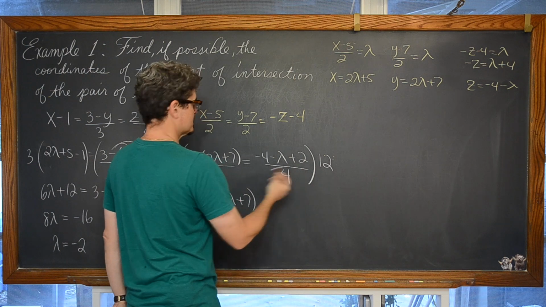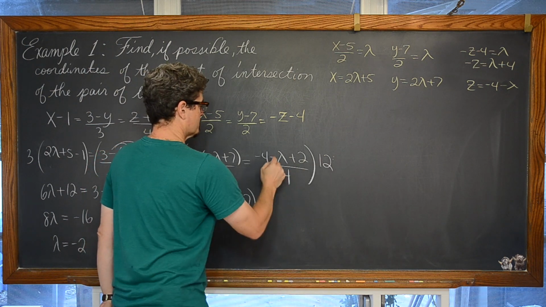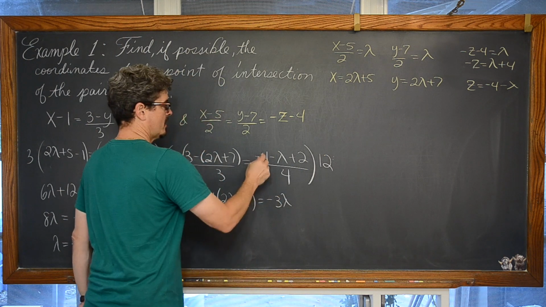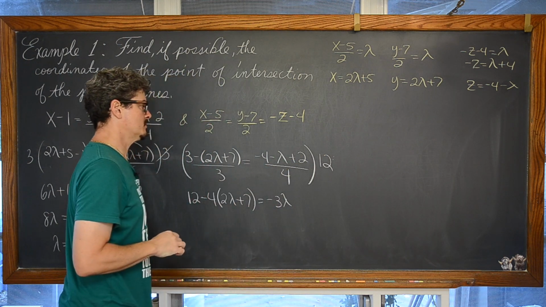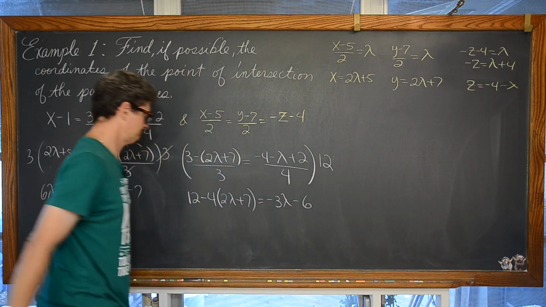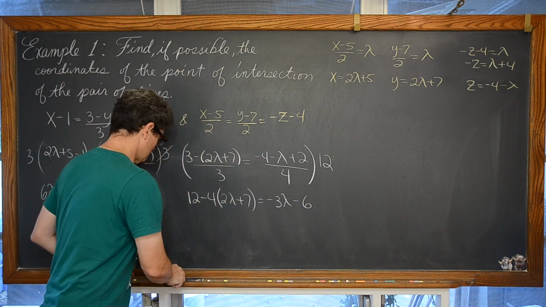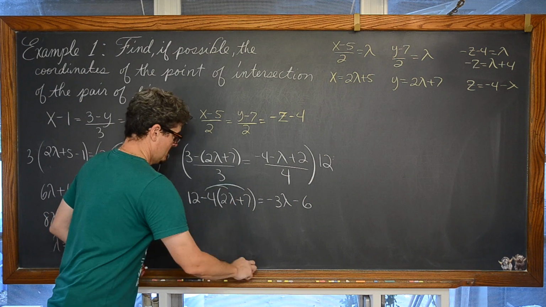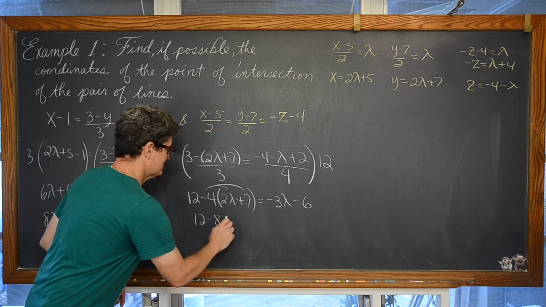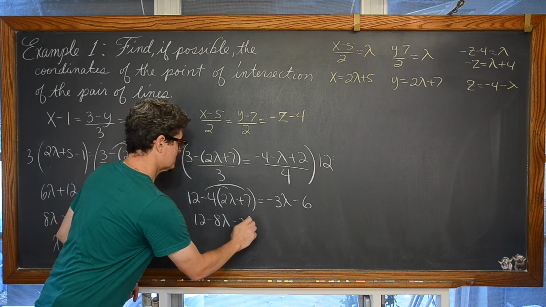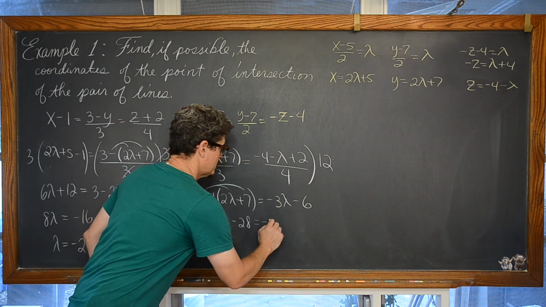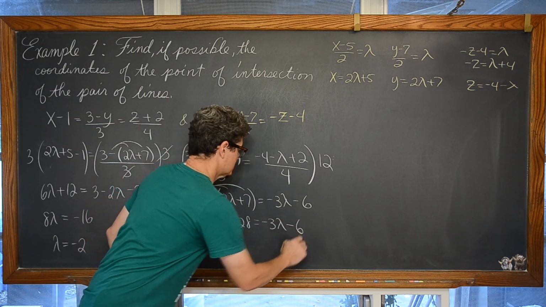So we're looking at, well, I can do this. 3 times negative 1 is negative 3 lambda. We have negative 4 plus 2, negative 2. Negative 2 times 3 is negative 6. Okay, now watch me have some kind of small mistake because I'm doing so much in my head. But we're going to distribute this negative 4. We have 12 minus 8 lambda minus 28. Yes, equals negative 3 lambda minus 6.